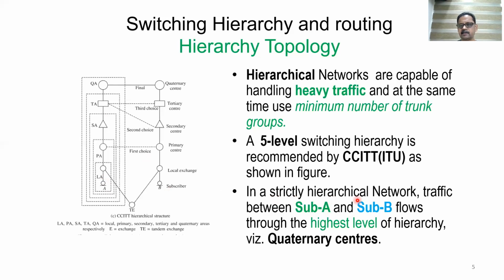In a strictly hierarchical network, traffic between subscriber A and subscriber B flows through the highest level of hierarchy, that is quaternary centers. So theoretically speaking, in this hierarchical topology, customer A is connected to B or vice versa through these quaternary centers, this is the final level. There are other levels at which these customers can be connected. That we will look into in the next slide.